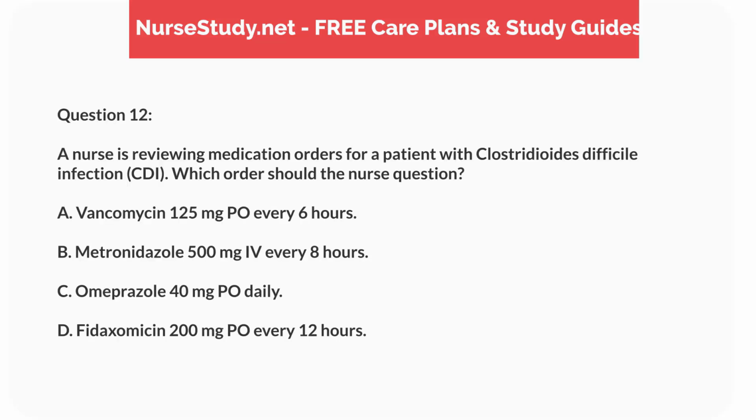Question 12. A nurse is reviewing medication orders for a patient with Clostridioides difficile infection, CDI. Which order should the nurse question? A. Vancomycin 125 mg PO every 6 hours. B. Metronidazole 500 mg IV every 8 hours. C. Omeprazole 40 mg PO daily. D. Fidaxomicin 200 mg PO every 12 hours.